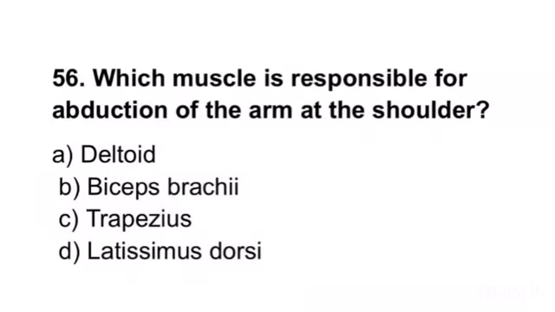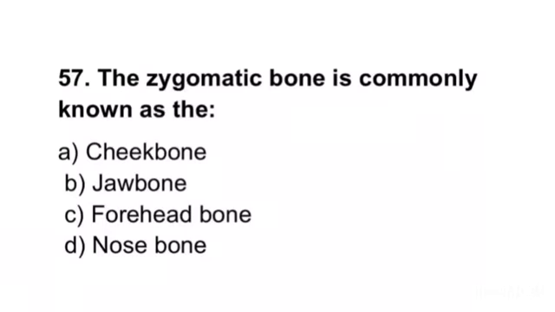56. Which muscle is responsible for abduction of the arm at the shoulder? A. Deltoid. B. Biceps brachii. C. Trapezius. D. Latissimus dorsi. Answer, A. Deltoid.